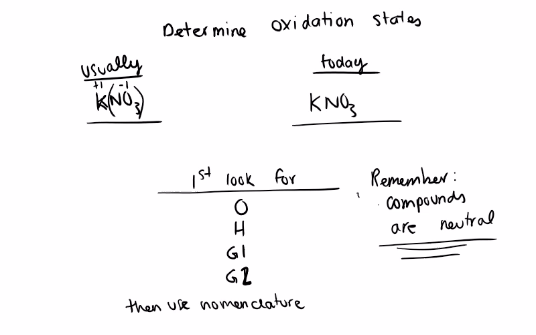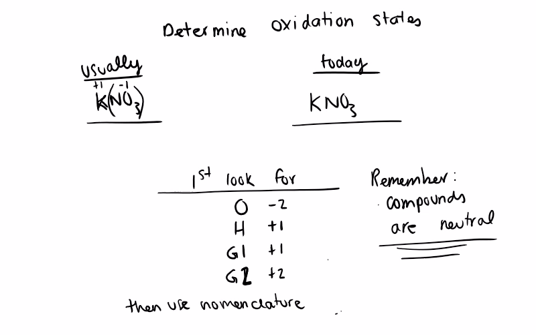So when you are trying to find the oxidation states of every single atom in a compound, these are the first things we're going to look for. Look for oxygen. It's going to have a -2 oxidation number. Look for hydrogen. It's going to have a +1 oxidation number. Look for metals that are in group 1. They'll have a +1 oxidation number. Metals in group 2 will have a +2 oxidation number.